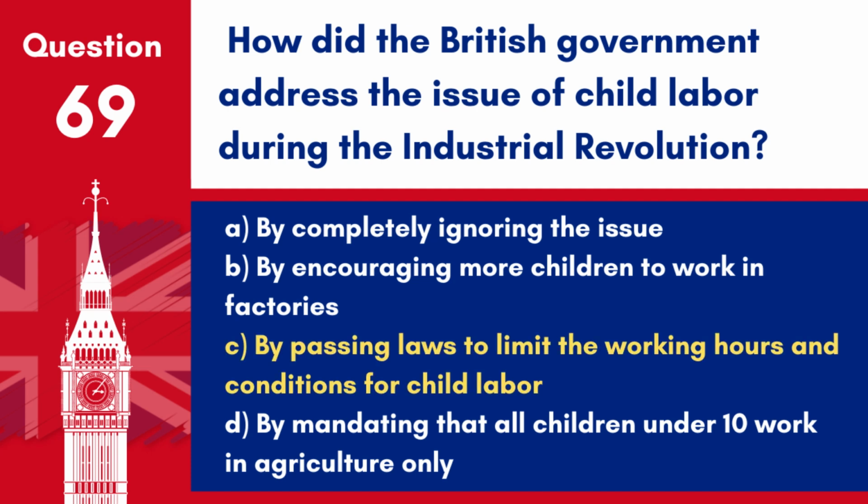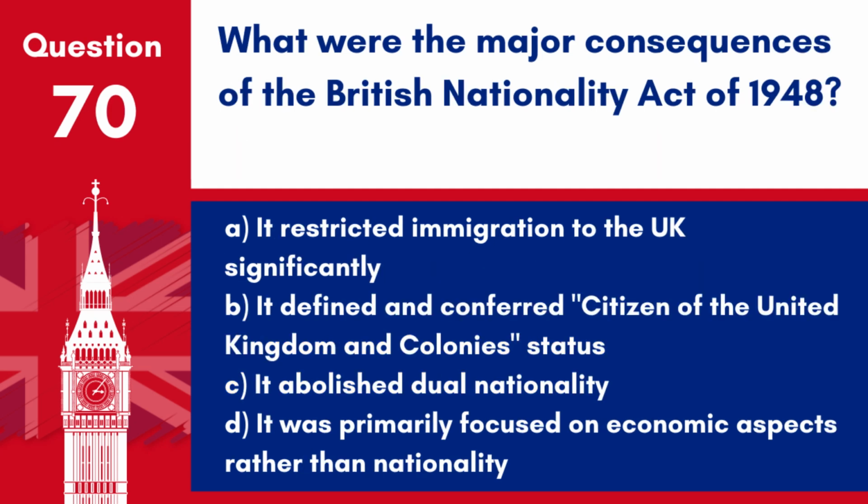Answer: C. By passing laws to limit the working hours and conditions for child labour. The British government began to address the issue of child labour during the Industrial Revolution by passing several laws that limited the working hours and improved the conditions under which children could work, reflecting growing social concern over the welfare of children. Question 70. What were the major consequences of the British Nationality Act of 1948?